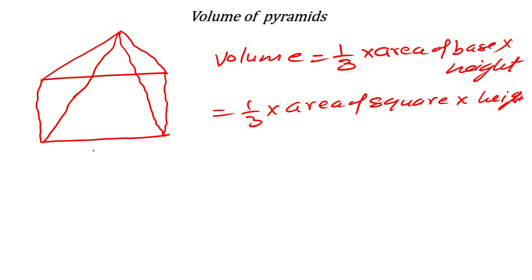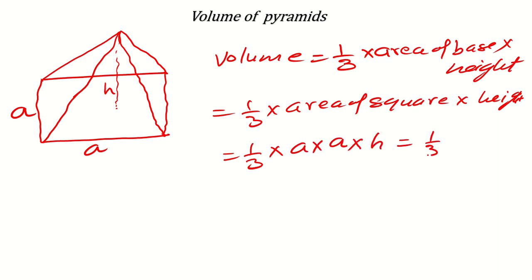Okay, because the square means all the sides will be equal, and height of the pyramid is h, then what it will be? 1 over 3 times a, because area of square, times h, means 1 over 3 times a square times h. Like this you can find the volume of pyramid. And its reverse can be, reverse means if volume is given, side is given, then you have to find the height. So same formula, by using this you can find the height also. Okay, like that you can solve the question.